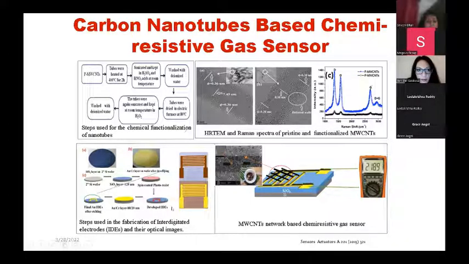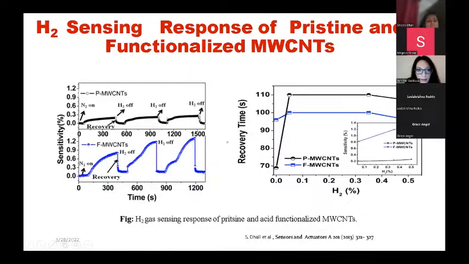And this is a basic step that I have used to fabricate the IDEs with the use of photolithography. And this one is the basic chamber where we have put the CNTs, and the CNTs are again connected with the multimeter, showing the chemical gas sensor. So here are some results.